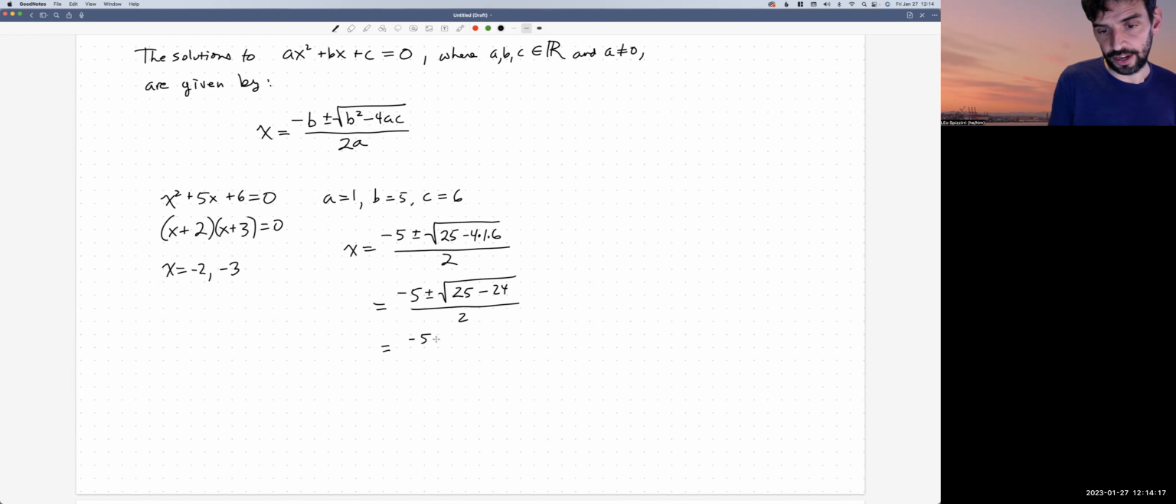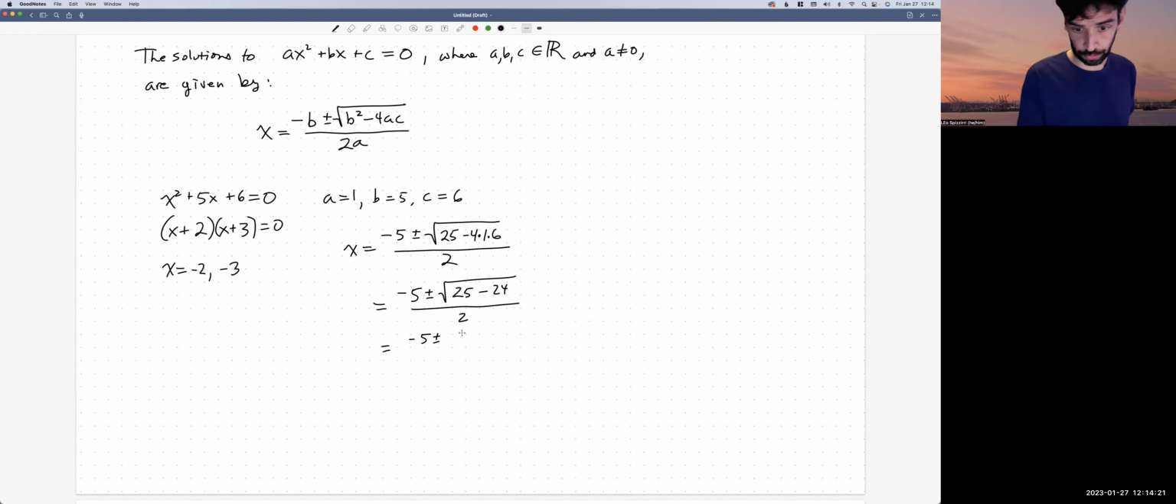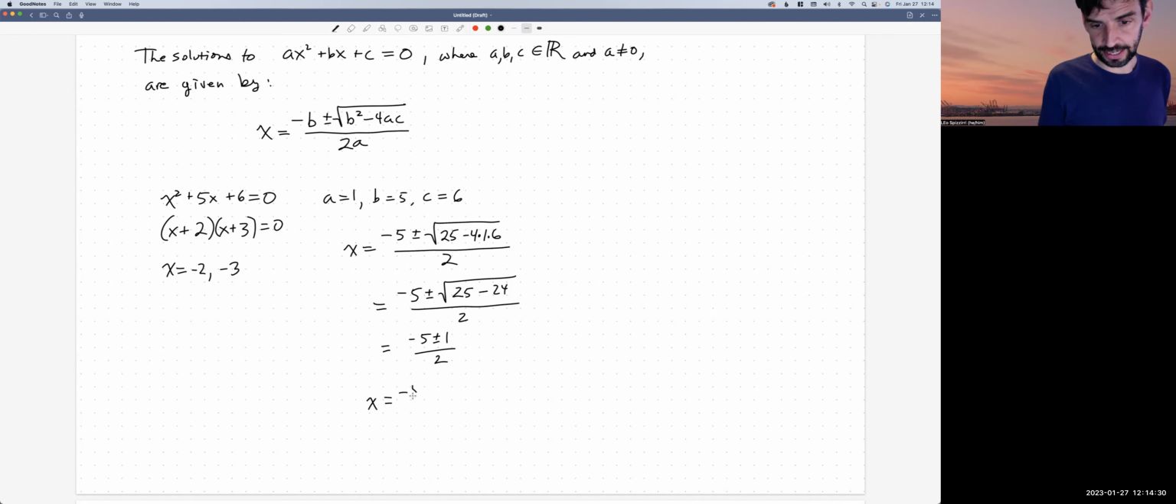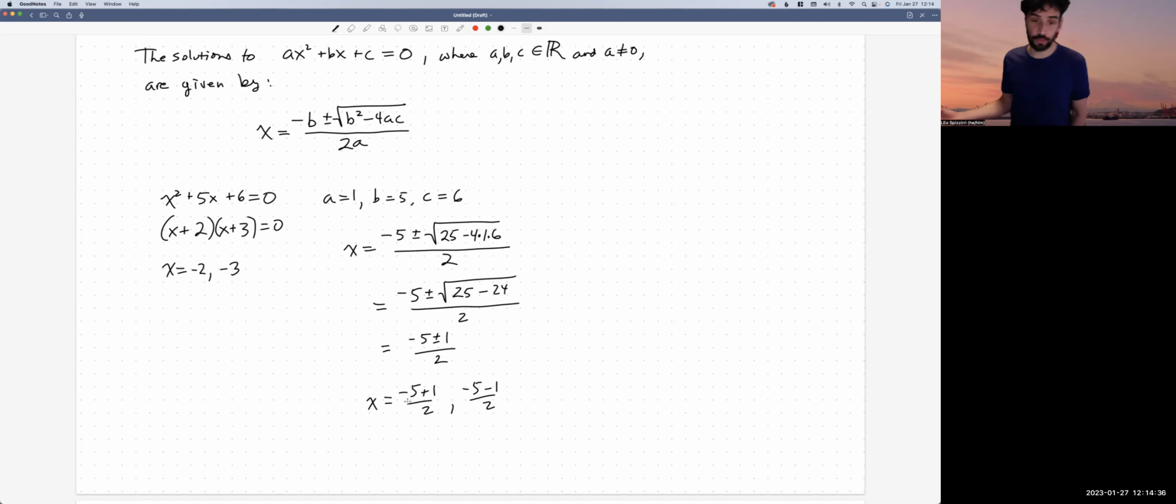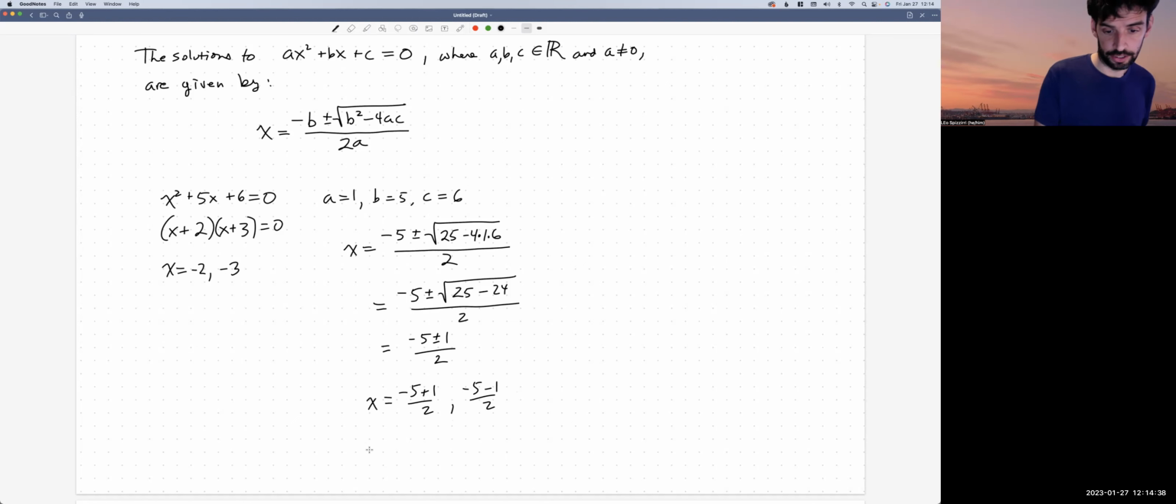This is negative 5 plus or minus, well, 25 minus 24 is 1. Square root of 1 is 1. So we get negative 5 plus or minus 1 over 2. So that looks like, let's write them out separately. We get negative 5 plus 1 over 2 and negative 5 minus 1 over 2. Negative 5 plus 1 over 2 is negative 4 over 2, or negative 2. Negative 5 minus 1 is negative 6 over 2, which is negative 3.